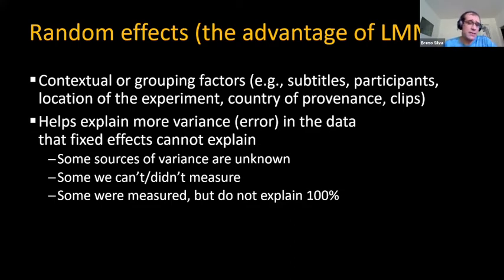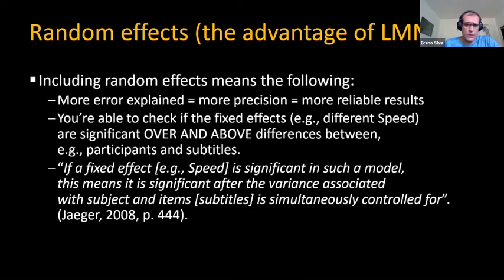Yes. So to summarize, the random effects will explain more variance in the data, and that will make the results more reliable, okay? So including random effects means more error explained, more precision, more reliable results. You are able to check if the fixed effects, for example, different speeds, are significant over and above differences between participants and subtitles. If you don't have random effects, and let's say you compare 12 CPS to 20 CPS, you can find a significant difference or not between them. But if you use the random effects, you can say, okay, we found a significant difference irrespective of the individual differences between participants and subtitles.